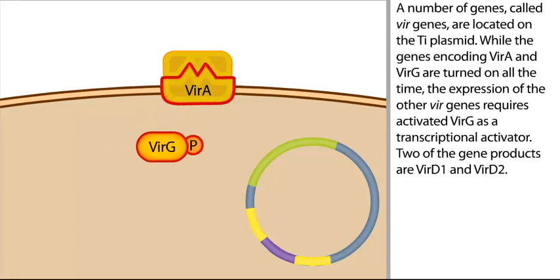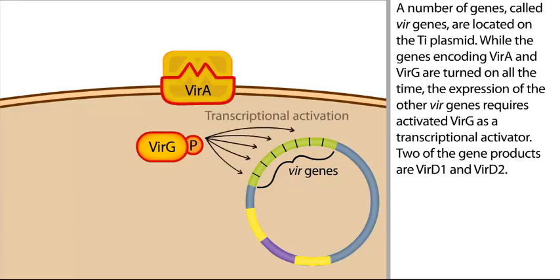A number of genes called Vir genes are located on the TI plasmid. While the genes encoding Vir-A and Vir-G are turned on all the time, the expression of the other Vir genes requires activated Vir-G as a transcriptional activator. Two of the gene products are Vir-D1 and Vir-D2.